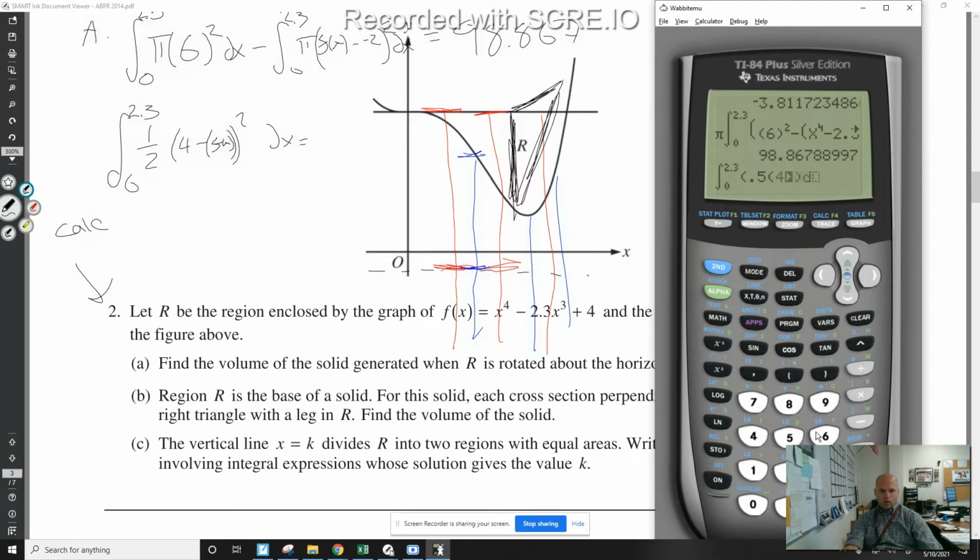0.54 minus, in parentheses, the function x to the 4th minus 2.3 x cubed plus 4. Close, close. That's my radius squared. 1/2, not radius, it's my base length, 1/2 base length squared, 3.573.